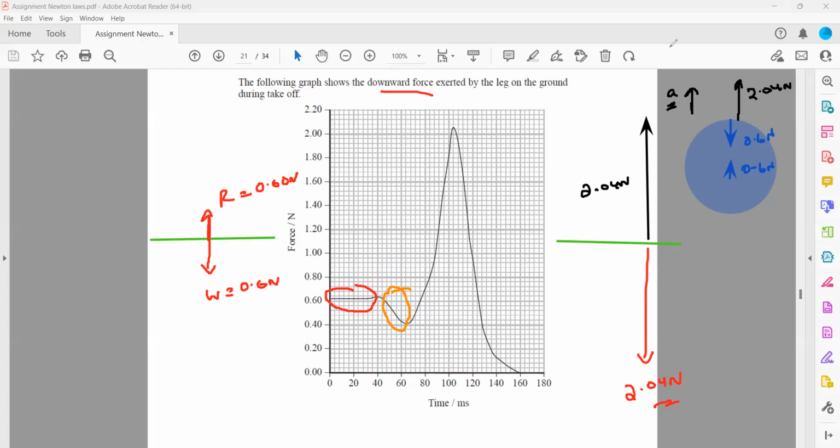And if we want to find its acceleration, how can we find the expression? The resultant force will be 2.04 minus 0.6 equals ma. And this is a point where it just loses contact. That's why there is no force from the surface, no downward force.